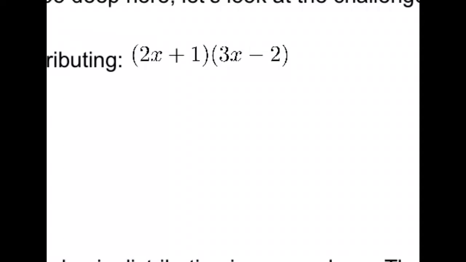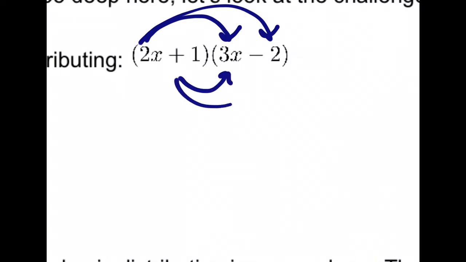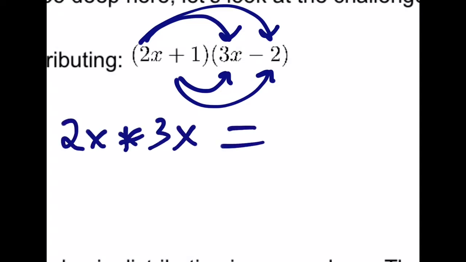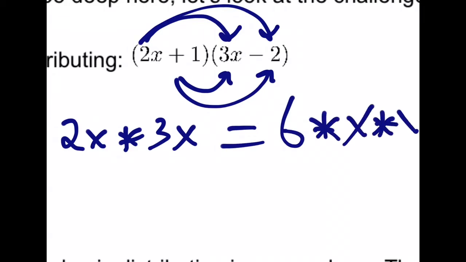If I was going to use distribution, I would multiply each term from the first expression by each term in the second expression. 2x times 3x, 2x times negative 2. However, I would also have to multiply the plus 1 by 3x and the plus 1 by negative 2. So 2x times 3x is going to give me a 6 times x times x.